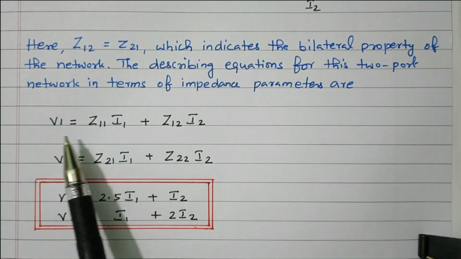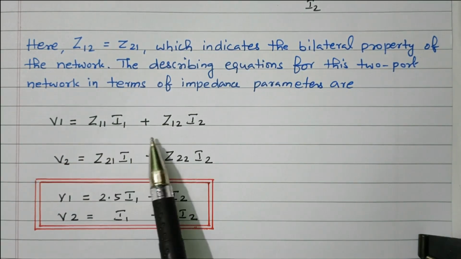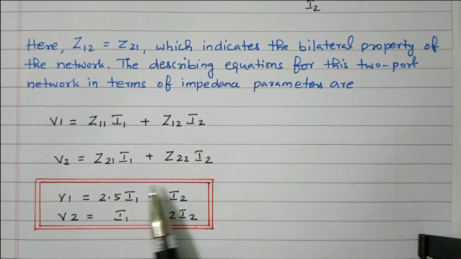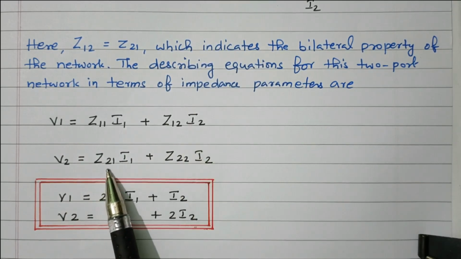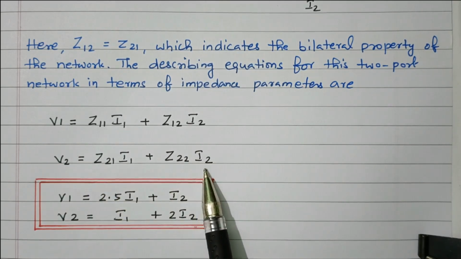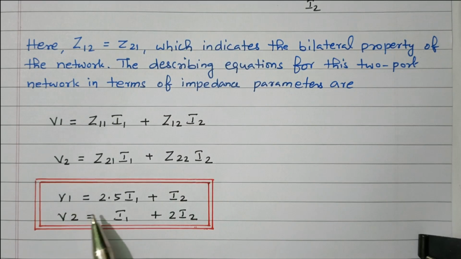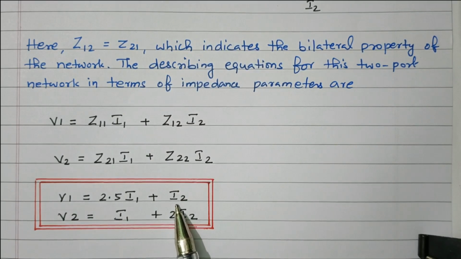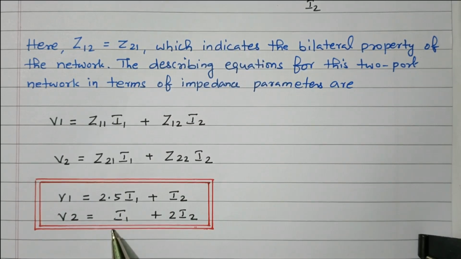The describing equation for this two-port network in terms of impedance: V1 equals Z11 into I1 plus Z12 into I2, and similarly V2 equals Z21 I1 plus Z22 into I2. So V1 equals Z11, 2.5 ohm, into I1 plus Z12, 1 ohm, into I2. And V2 equals Z21, 1 ohm, into I1 plus Z22, 2 ohm, into I2. So V1 equals 2.5 I1 plus I2, and V2 equals I1 plus 2 I2. So this is the generalized equation.